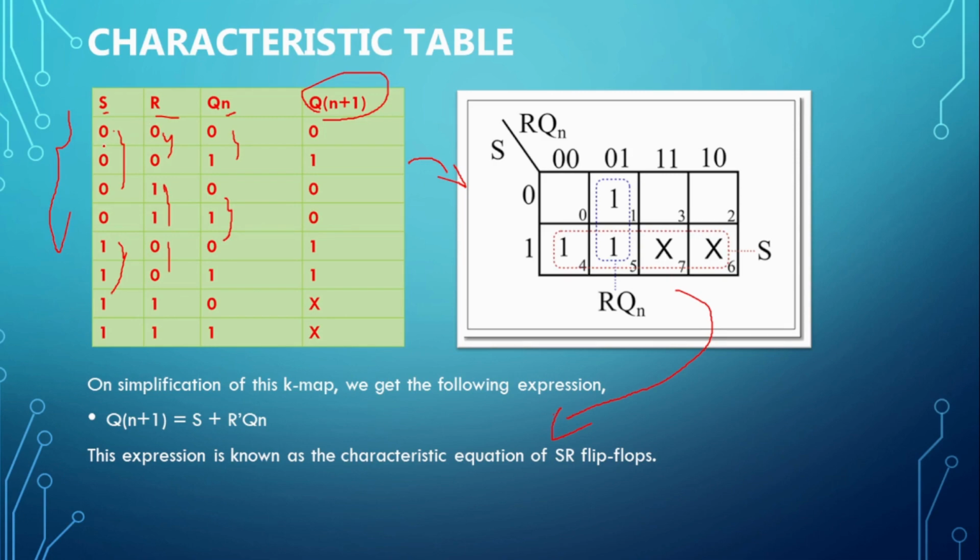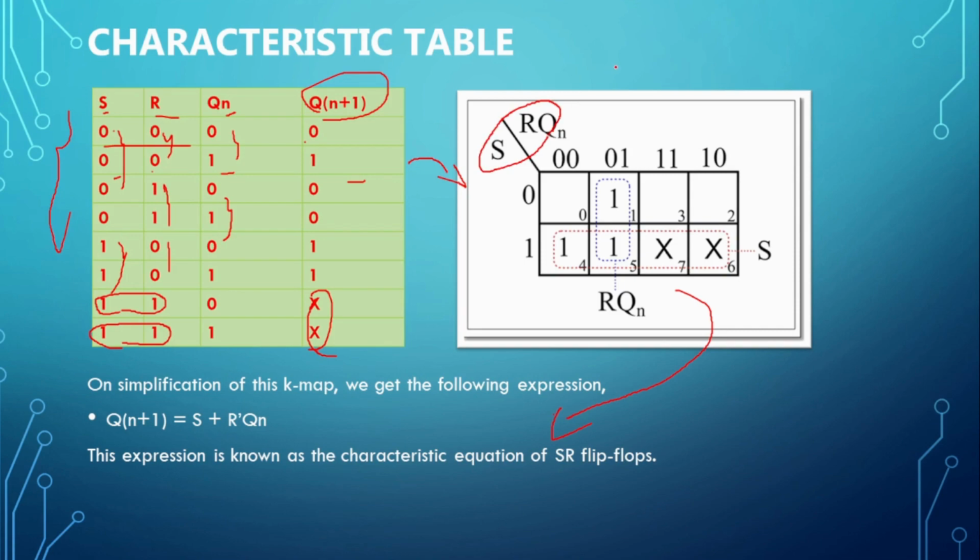If you give all three values as 0, then the Qn plus 1 value is 0. If you give S equal to 0, R equal to 0 and Qn is 1, the Qn plus 1 value is 1. Like that, you need to fill in all these conditions. When S and R are both given a high value, or 1, you will get the indeterminate state. Okay, this is the rule in SR flip-flop.